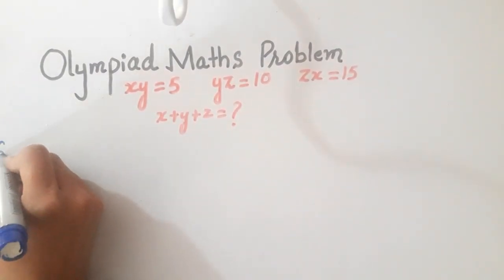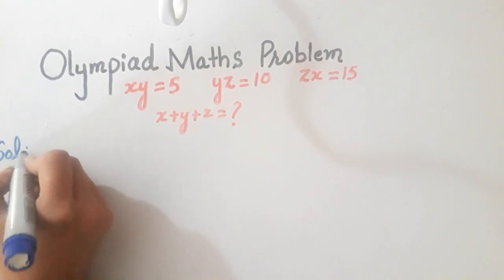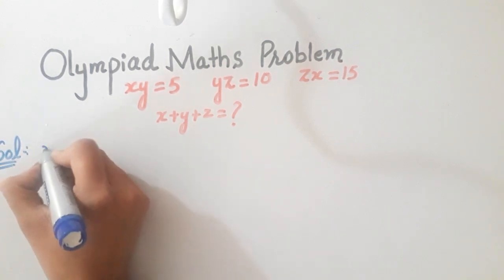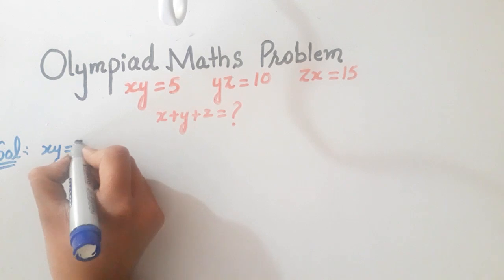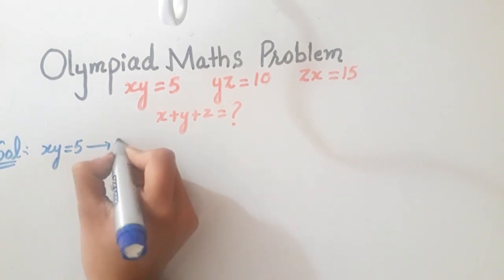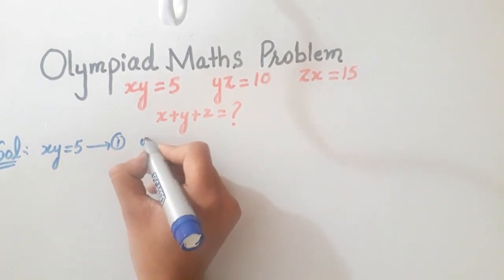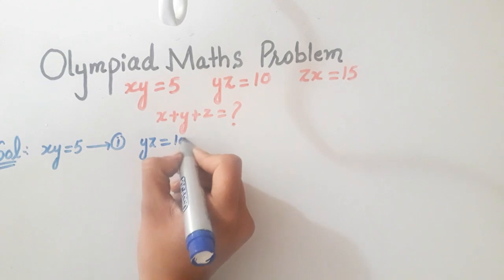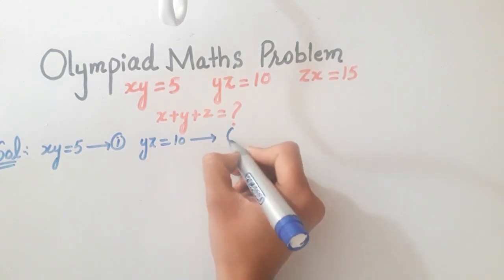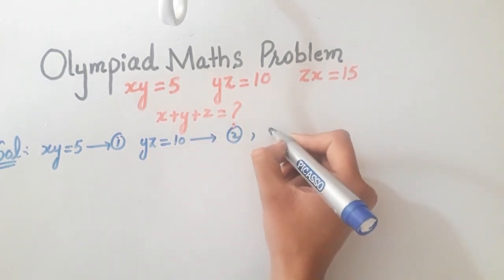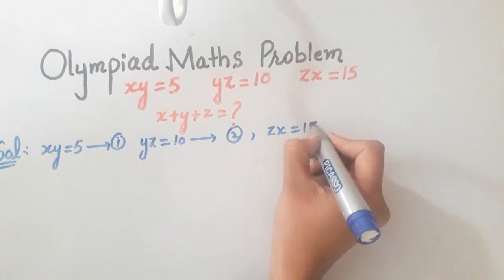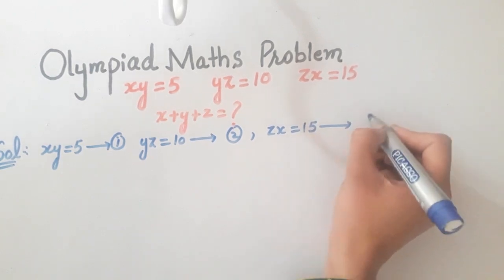In today's video, we will solve a very interesting Olympiad math problem, that is xy equals 5. This is considered as equation 1. yz equals 10. This is considered as equation 2. And zx equals 15. This is considered as equation 3.